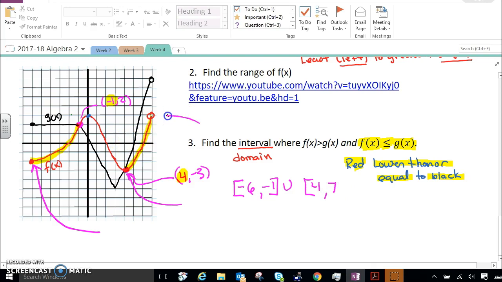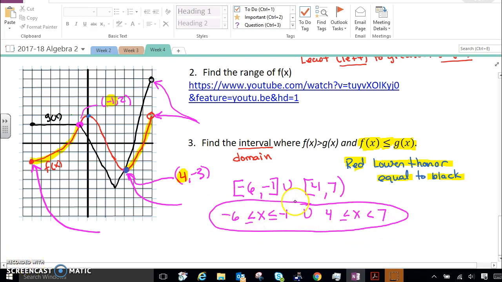But because there's an open circle right here and right here, red is really not below black because neither of them really exists, so I would have an open circle. And here is the same answer in set notation.